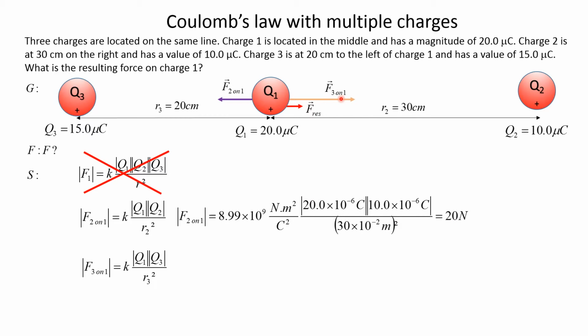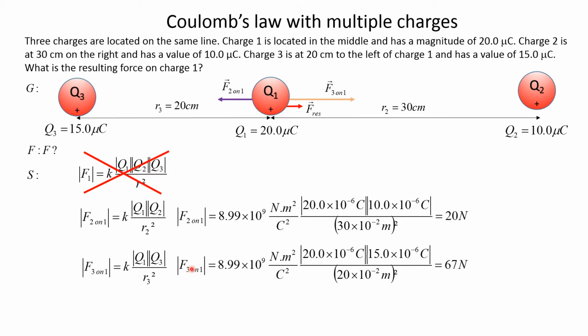We do the same for F3 on 1. Same formula, only now we have only Q1 and Q3. So 3 and 1 is our constant, Q1, Q3, and the distance, which gives us 67 newtons. Now we know they're in opposite directions, so we have to subtract them from one another. Fr is F3 on 1 minus F2 on 1, which gives us 47 newtons. Of course, if they're not on one line, you will have to use the cosine rule. But let's find out with exercises.